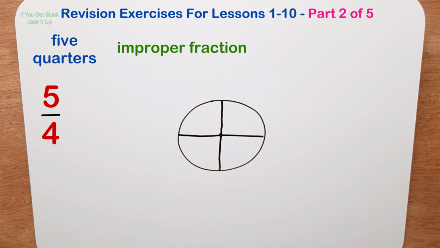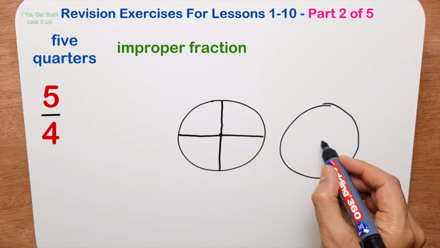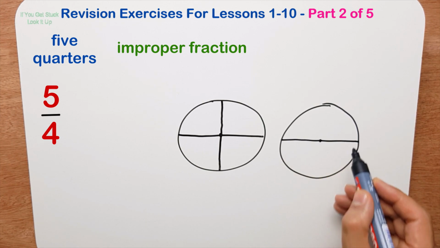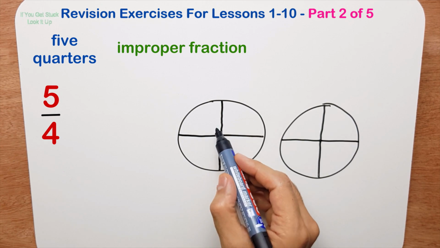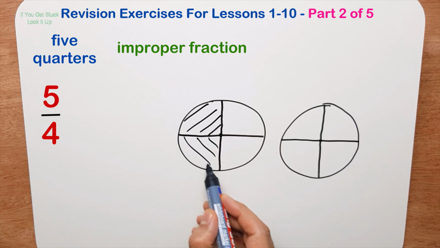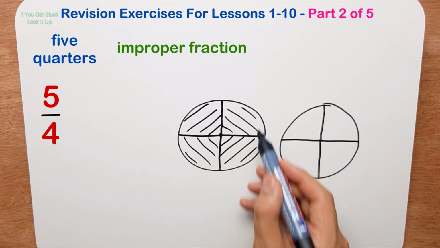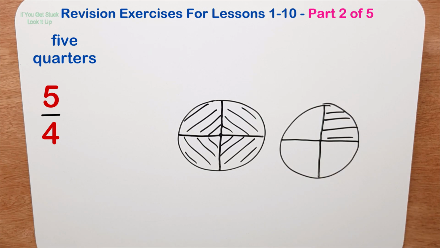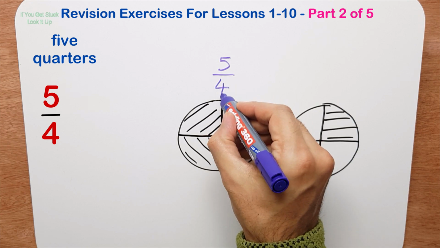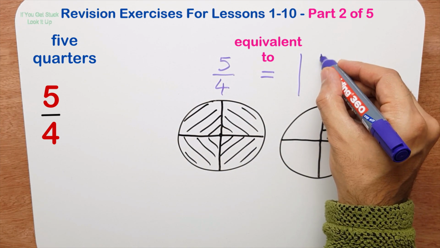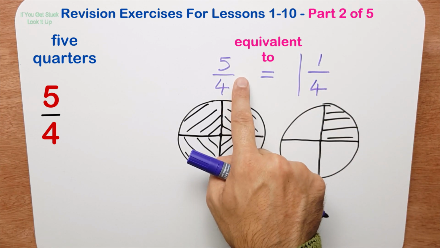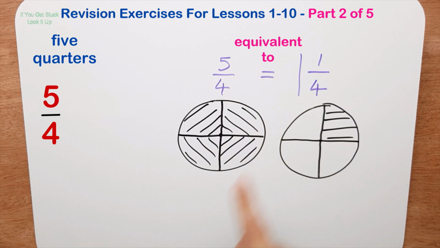1, 2, 3, 4. But I need 5 pieces because the numerator is 5. So I need to go get another pizza. There's the center. And I need to halve it and halve it again, because I want all my pieces to be quarters. 1, 2, 3, 4. Now the top number or the numerator is 5, so I need 5 pieces. So let me start here. 1, 2, 3, 4, and 5. So I can say 5/4 is equivalent to or equal to 1 whole pizza, which is that one, and 1/4. So that's 1 fraction line and 4 at the bottom. So 5/4 is equivalent to 1 and 1/4 of a pizza.